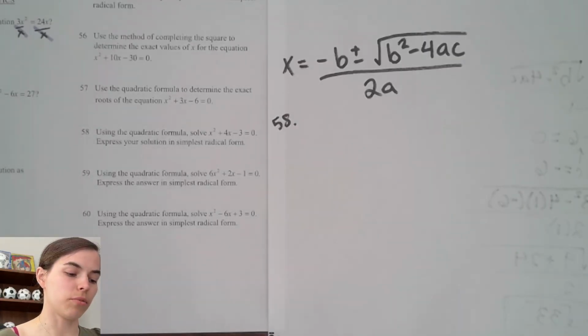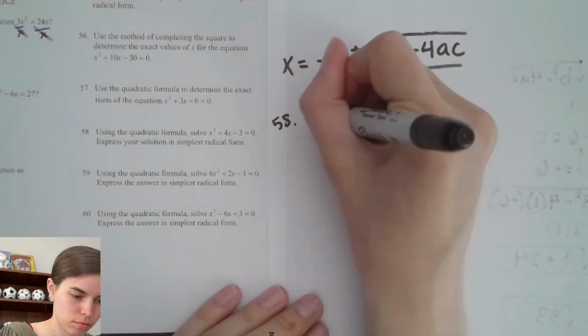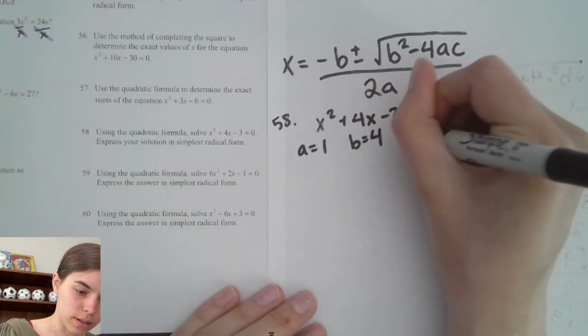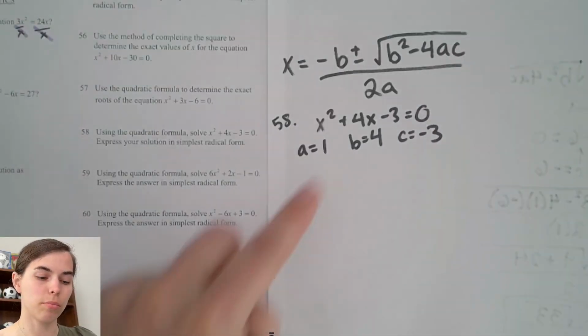This one is number 58. Solve x squared plus 4x minus 3 equals 0. So again, our a here is 1, b is 4, and c is negative 3. So let's just plug everything in.